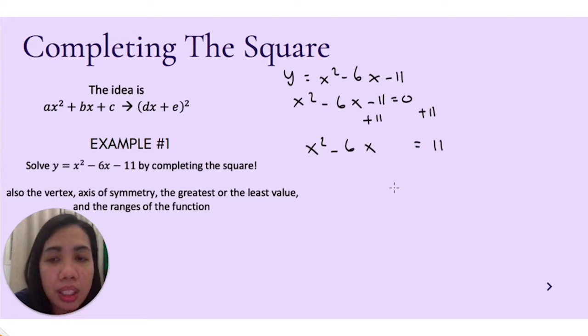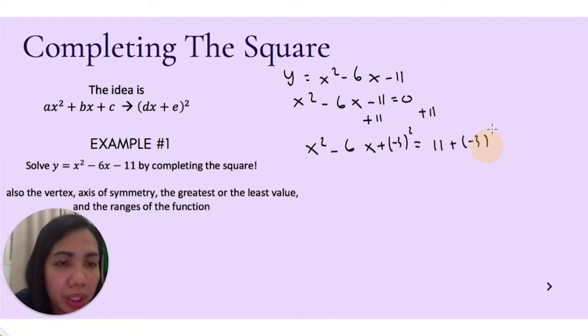Okay, now the third step is we need to add both sides with half of b, squared. In here, the b is minus 6, the half of b is minus 3, so we want to add minus 3 squared to both sides, plus minus 3 squared.